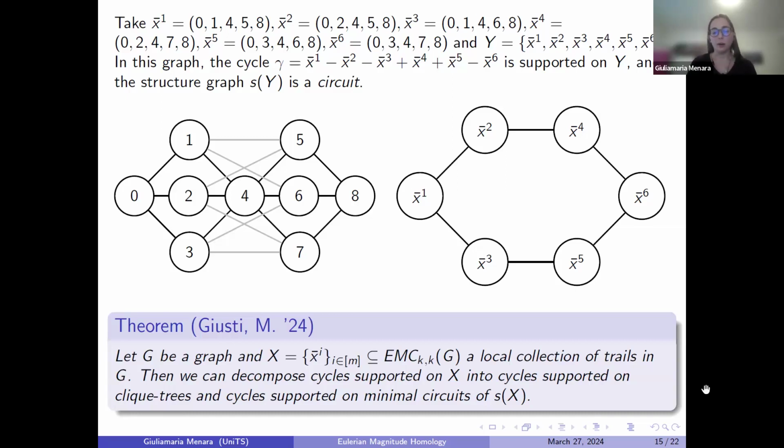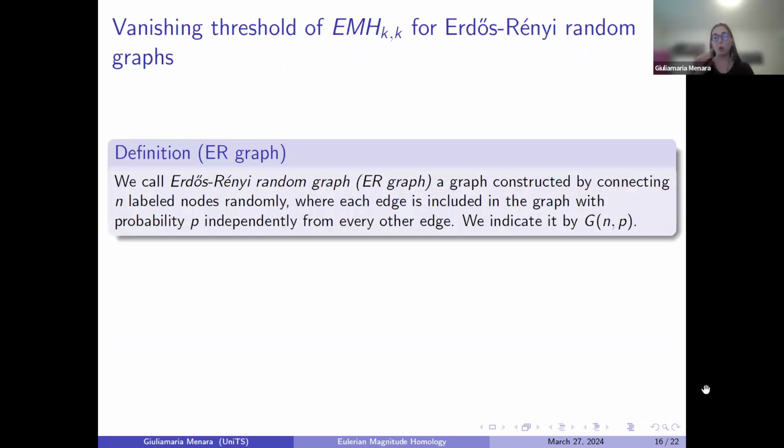Okay, so this was the first part of the talk. This was the first thing I wanted to talk to you about. The second thing is the behavior of Eulerian homology computed on random graphs. Let's focus on Erdos-Renyi random graphs. The definition is that an Erdos-Renyi random graph is constructed on n different vertices, and then each edge appears in the graph with a certain probability p independently from any other edge.